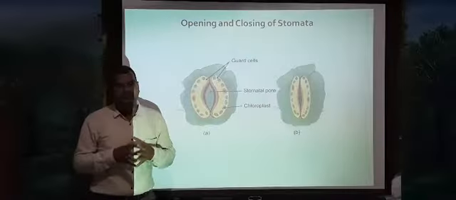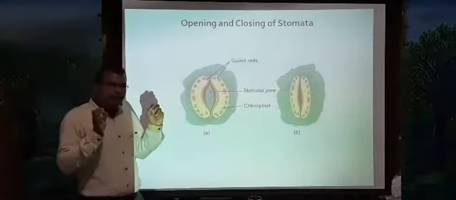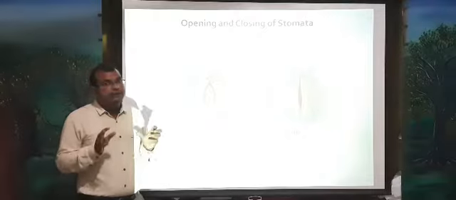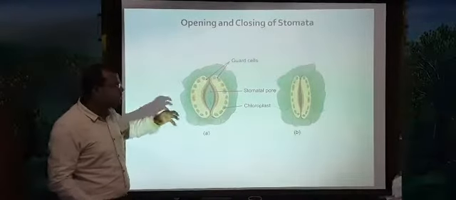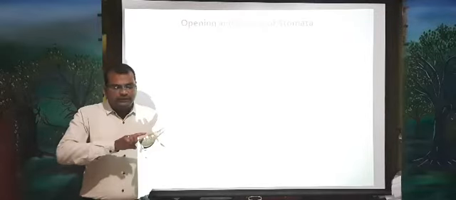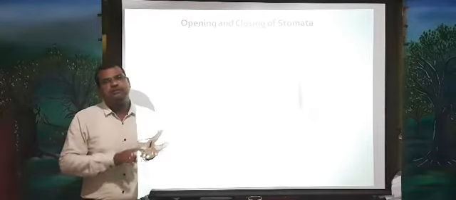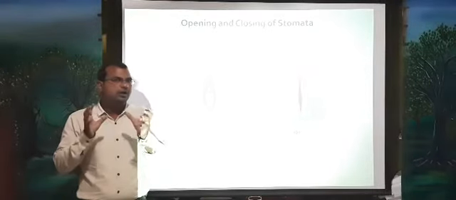The next topic is opening and closing of stomata. As you know, during photosynthesis the plant needs carbon dioxide for the preparation of food, and during respiration the plant needs oxygen. So how does the plant get carbon dioxide? Plants also need water for the preparation of food. How do they get it? There are structures on the surface called stomata. Stomata are present on the surface of the leaves, on the surface of the stem, and on the surface of the root.